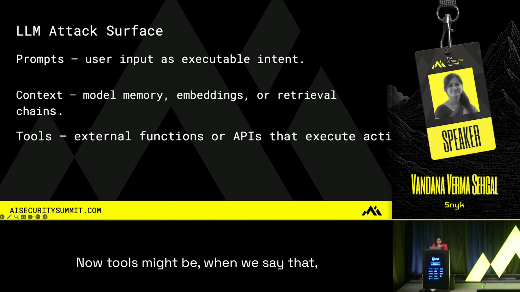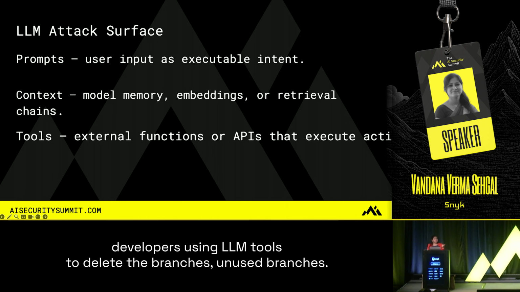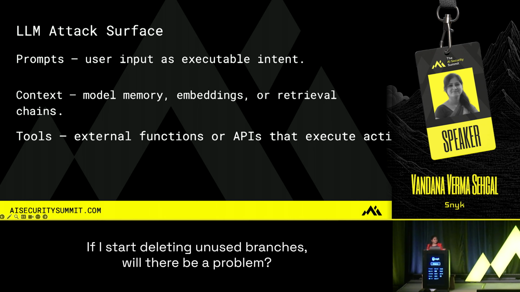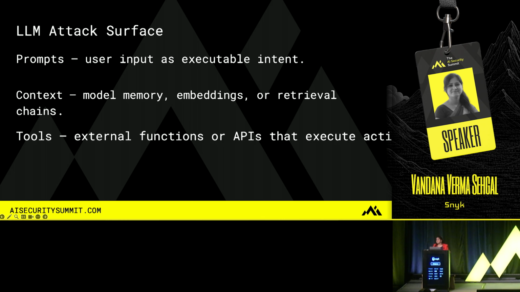Then come the tools. Tools act like, I need to connect with an LLM, I need to talk to other apps using those tools. So when I start using tools for sending emails, I might use them for deleting files. Or I've seen developers using LLM tools to delete unused branches. So can there be a problem? If I start deleting unused branches, will there be a problem? Yes, no, maybe.